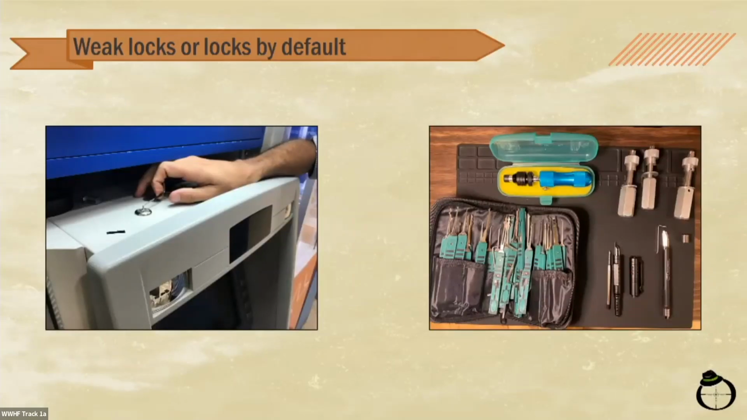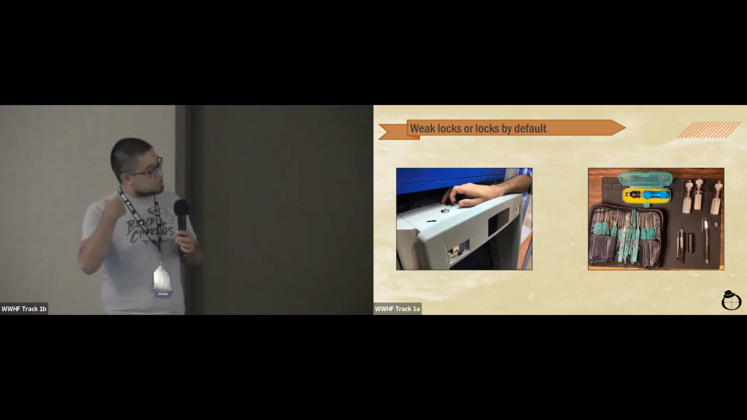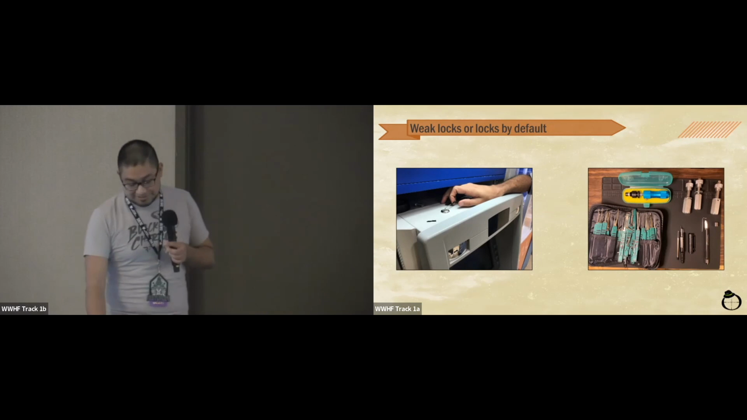Another thing is that we found a lot of weak locks or locks by default, that with just some lock picks, you can open. We indeed did some contests on how many seconds you take to open it. Some of them were really, really easy. Indeed, some ATMs did not even need lock-picking tools to open. Sometimes you could even use other kinds of tools like clothes hangers or cardboard. And I'm going to show you a video at the end of how we did that.